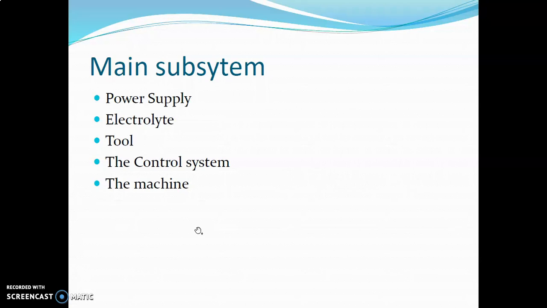Today we will discuss the main components of the machine, that is, the power supply, electrolyte, tool, the control system, and the machine. So these are the main components, which we can call the heart of the machine. We will discuss in detail the power supply, electrolyte material and function, and tool. The control system is basically common, as we are using a CNC machine.